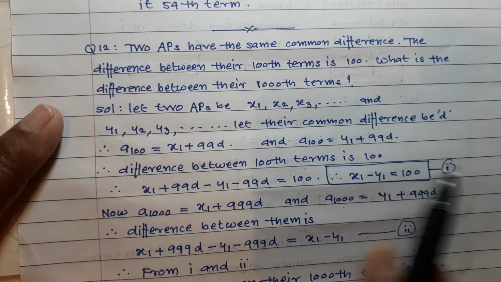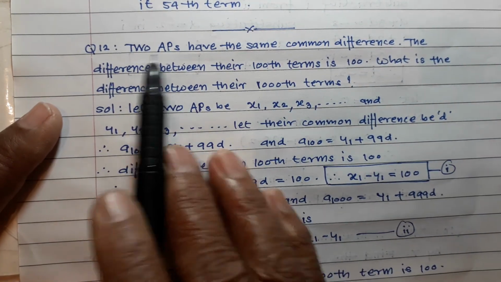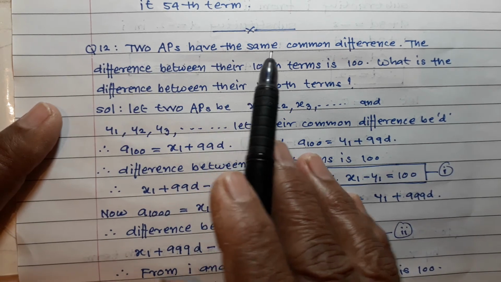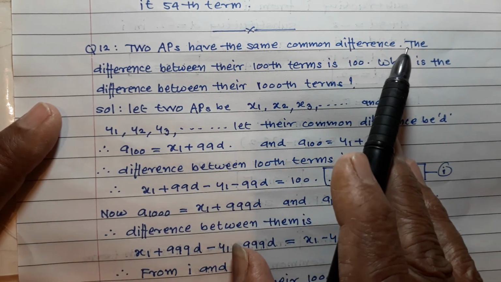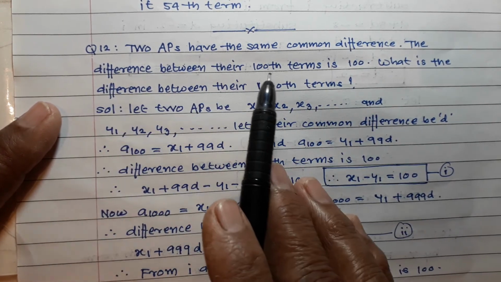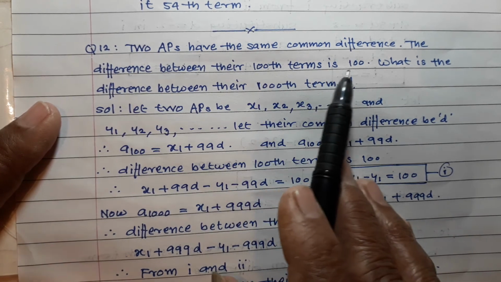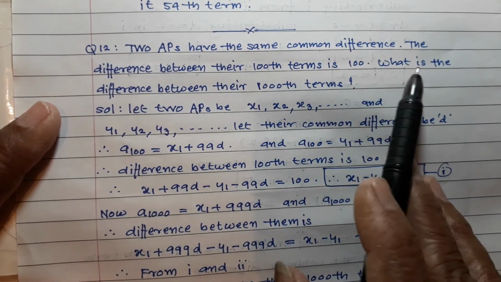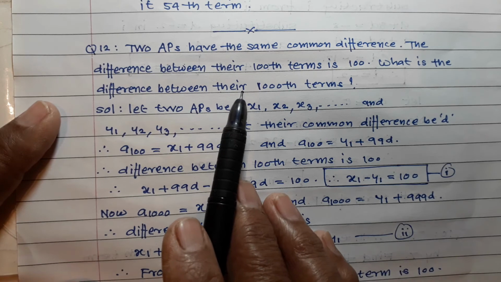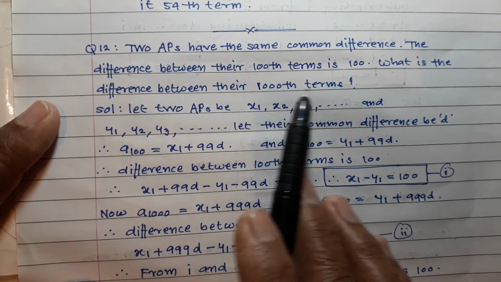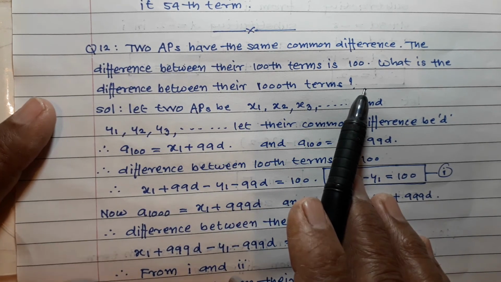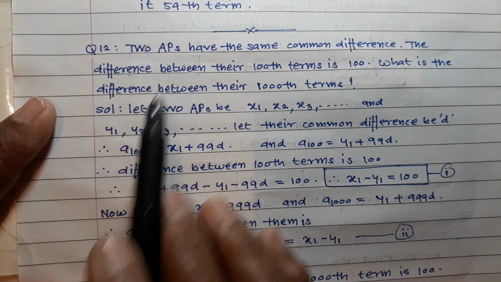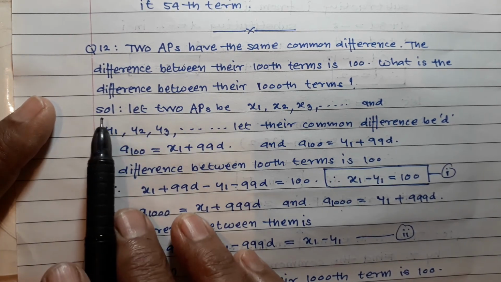Question number 12. Two APs have the same common difference. The difference between their 100th terms is 100. What is the difference between their 1000th terms? Now try to understand the solution.